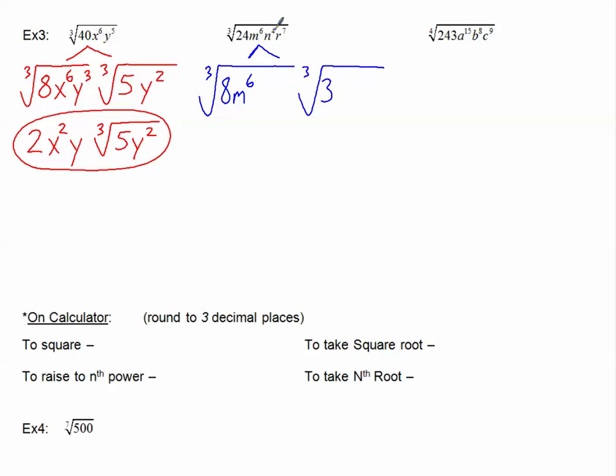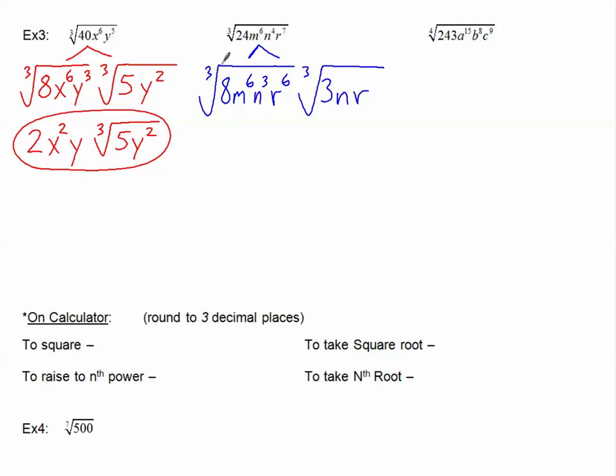N to the 4th is no good, but I can take 3 of them. I want the numbers that are divisible by 3, so n to the 3rd is good, which means that there must be an extra n over here, the 4th one. R to the 7th is no good, but I can take 6 of them, right? 6 is the biggest number that's less than 7 that's divisible by 3. If I take 6 of them here, there must be an extra one here, the 7th one.